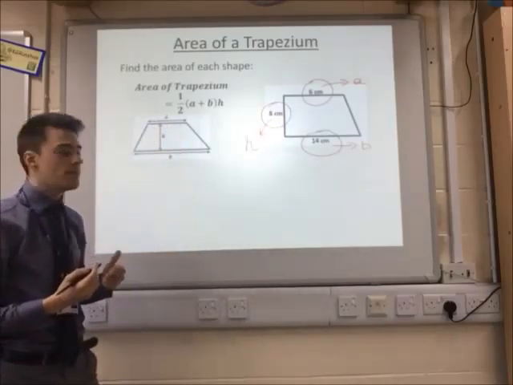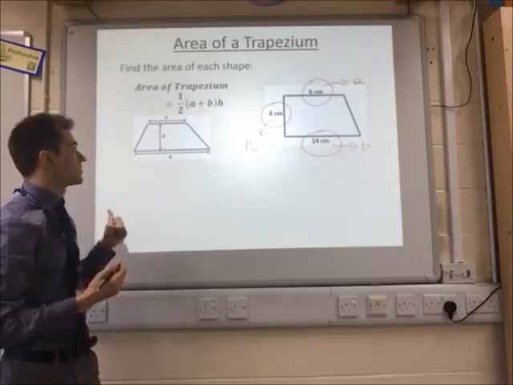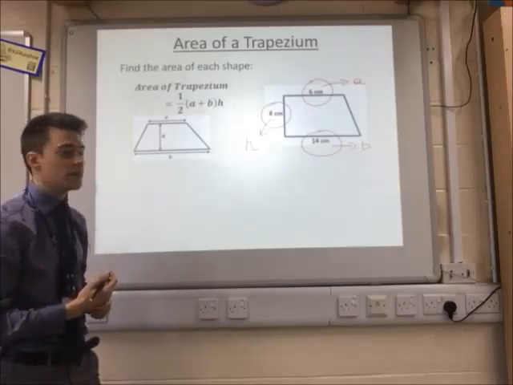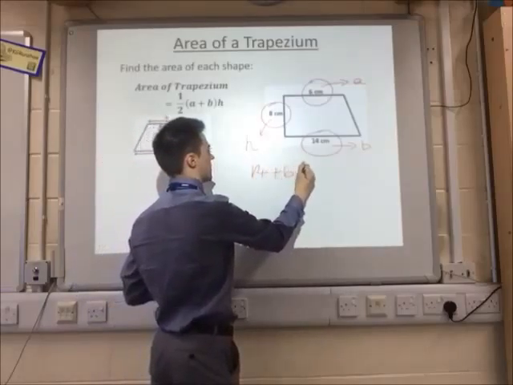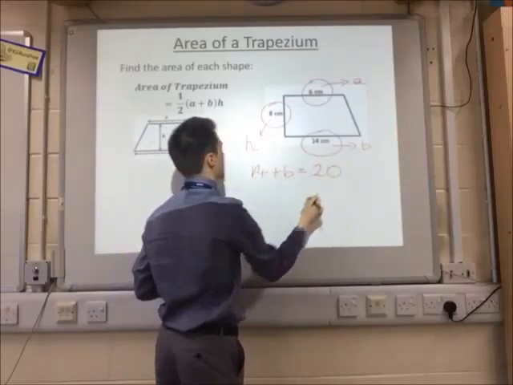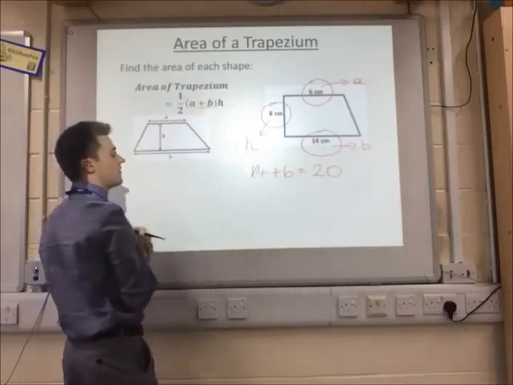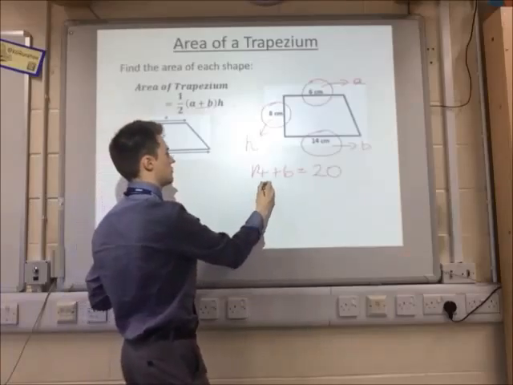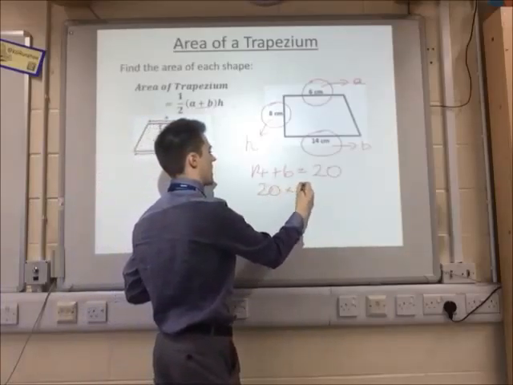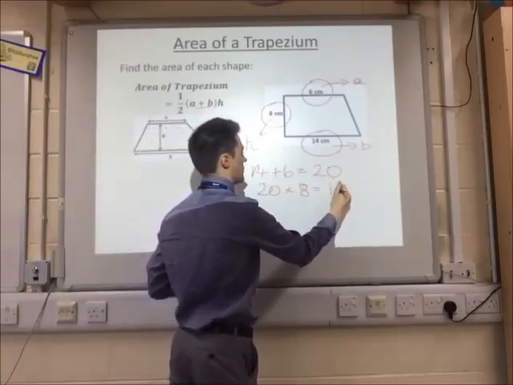So now I know what A, B, and H are. I can substitute the values into the formula. So 14 plus 6 gives me 20. That's my A plus B part of the formula. I then need to multiply that by the height. So 20 times 8 gives me 160.